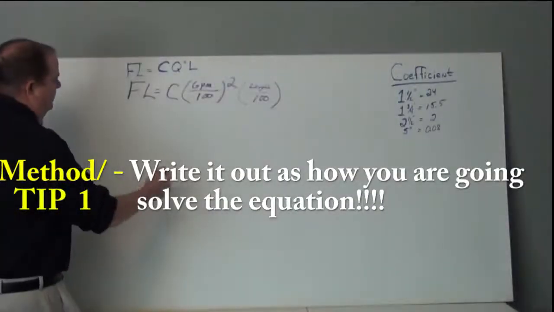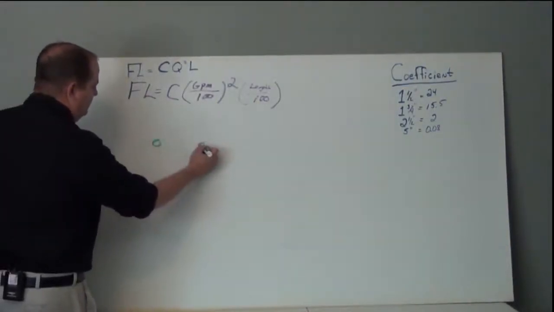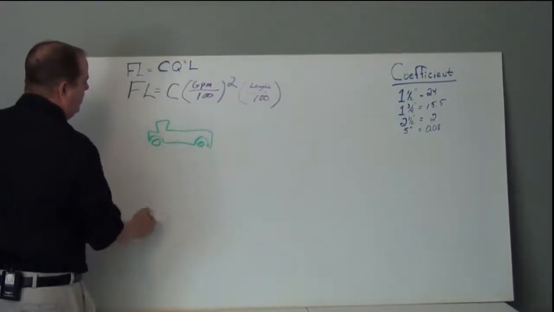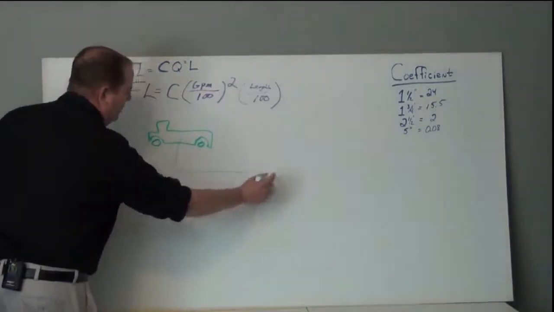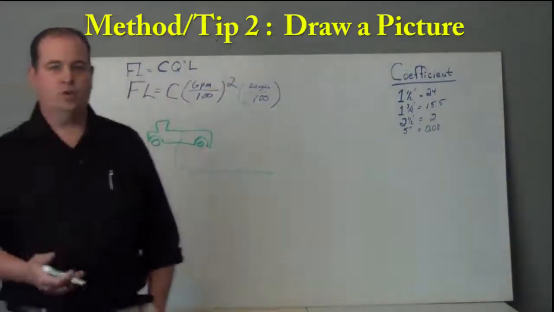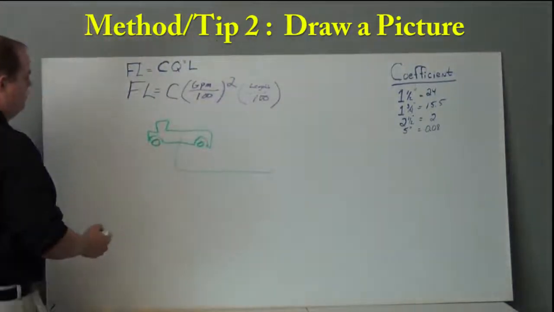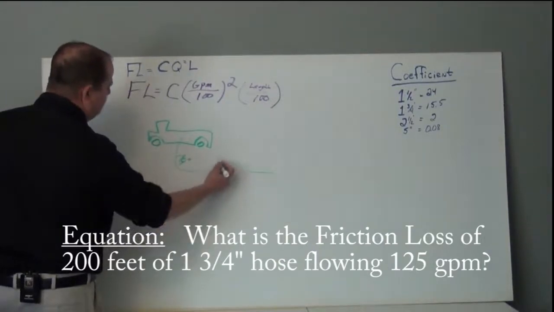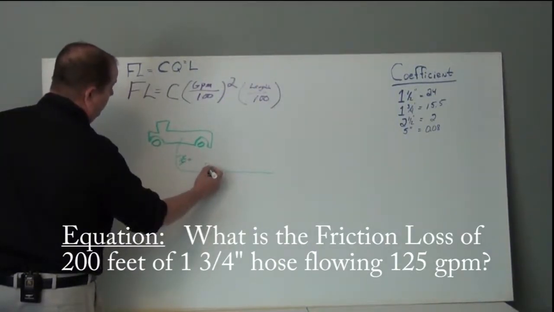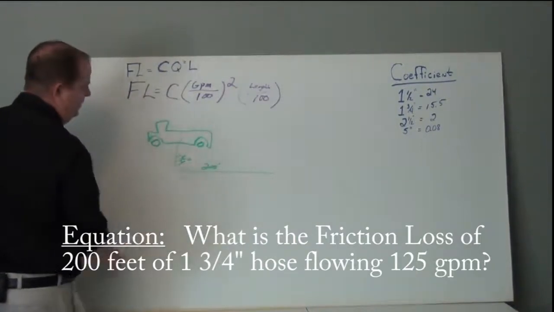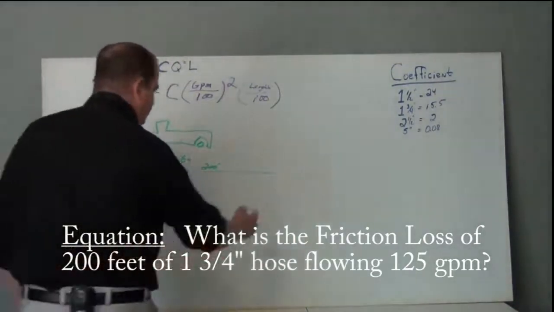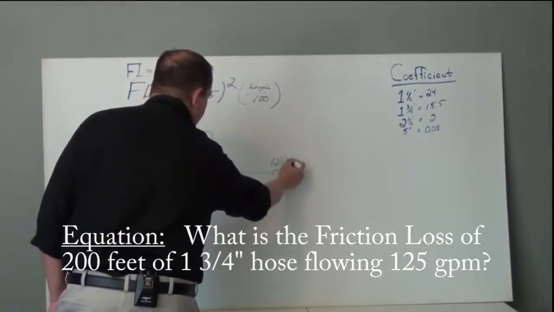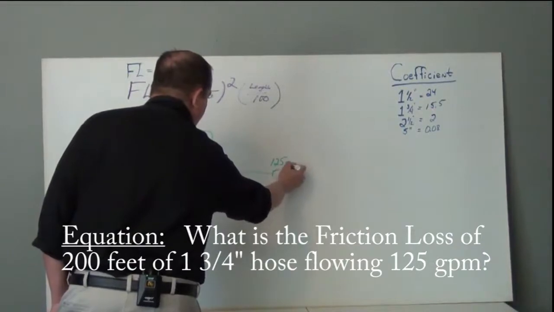So let's draw this out. I'll do this in green. This is my second method. Draw a picture. Now this is a simple, easy equation, so you can probably remember a lot of this stuff, but when we get into more complex ones, it's going to be a little bit trickier to remember all this. So I said this is 1 3/4 hose. I'm writing this down on my picture. Overall, if I remember right, I said 200 feet, which would be 4 sections if they're 50-foot sections. My nozzle, what did I say, 125 gallons per minute?